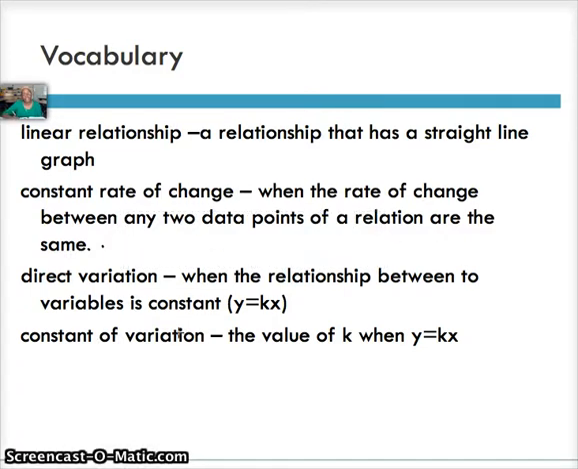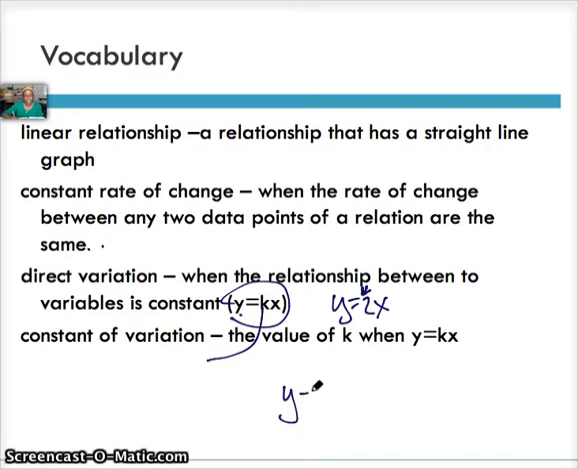Let's talk about direct variation. Direct variation equations are always going to be of the form y equals kx, where k, and this is going to bring us into the next concept, is our constant of variation. So y equals 2x is a direct variation relationship between y and x. And in this case, 2 would be k. So the constant of variation in this equation would be 2.